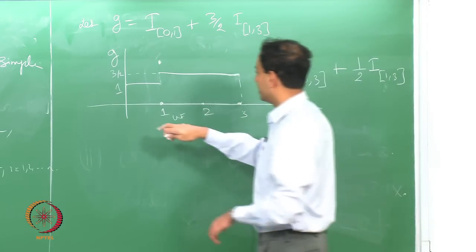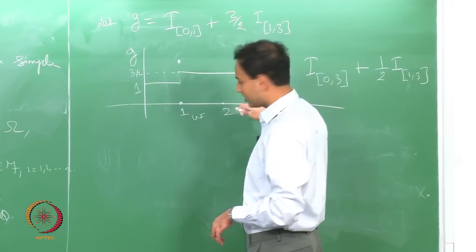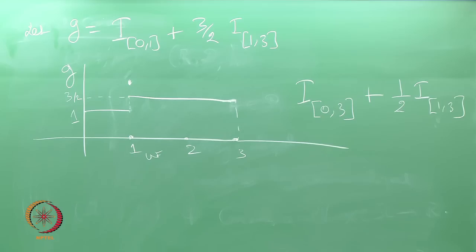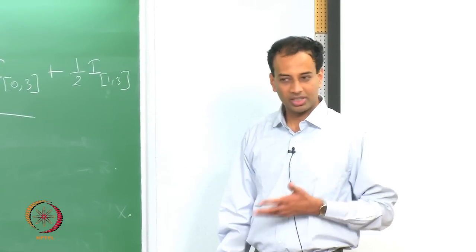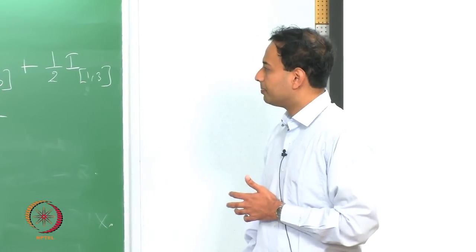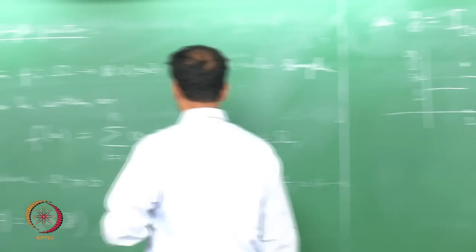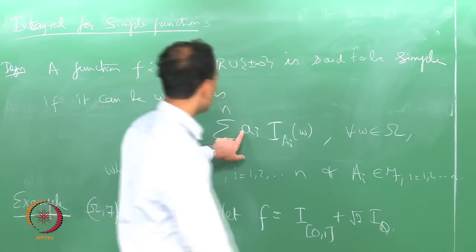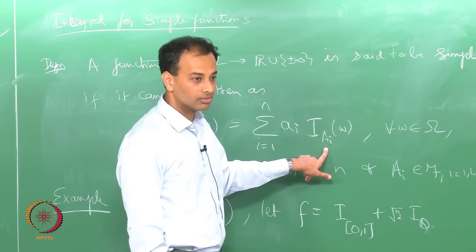Or you can write indicator of 0 to 1 plus 3 by 2 times indicator of 1 to 2 plus 3 by 2 times indicator of 2. So, many representations are possible, right. It is all the same function, but multiple representations in terms of simple functions is possible. Now, just to fix ideas, we will say that a particular representation is canonical if these little a_i's are distinct and big A_i's are disjoint.